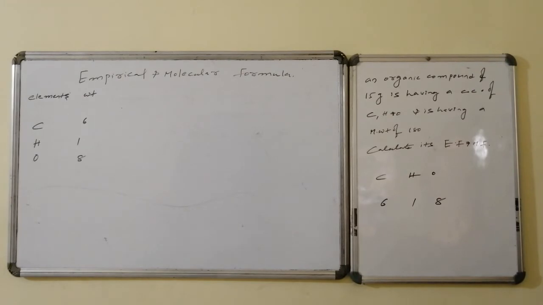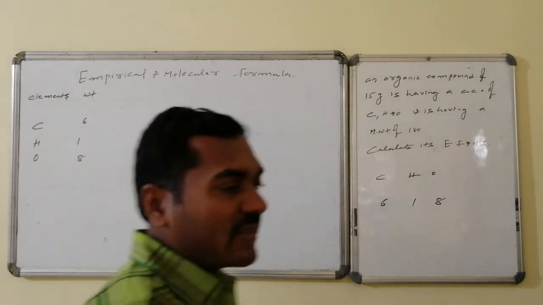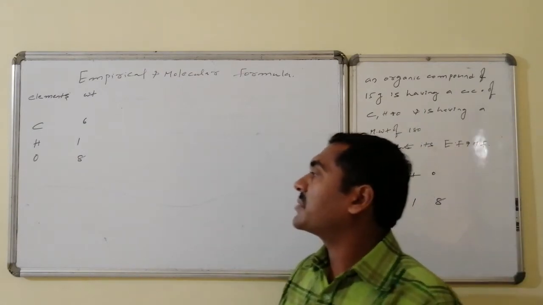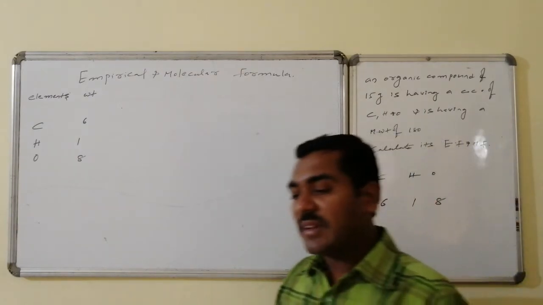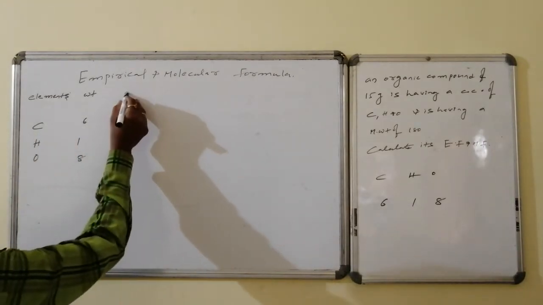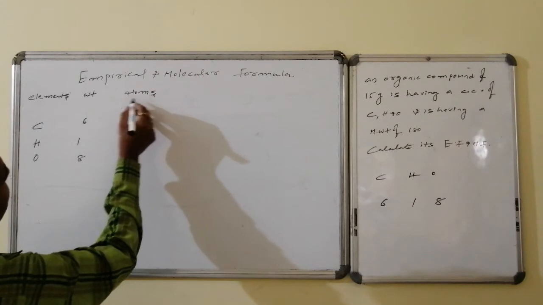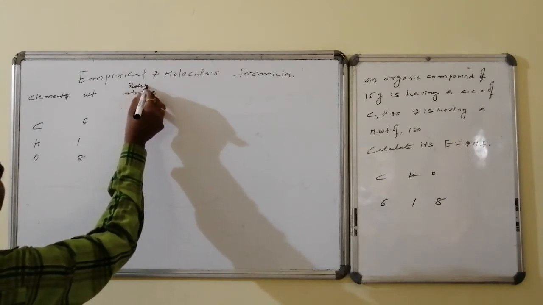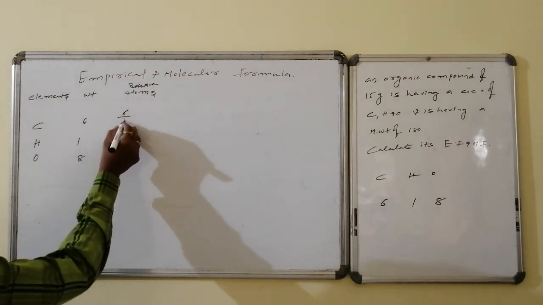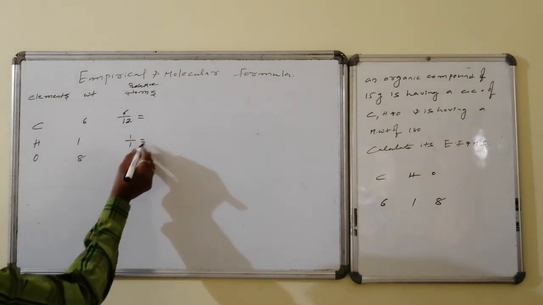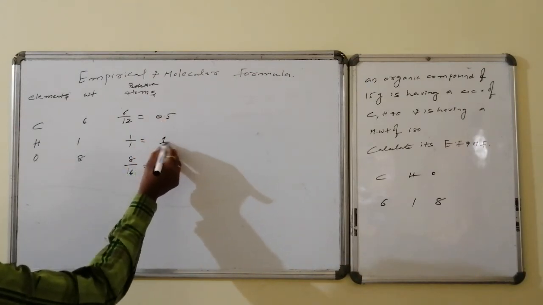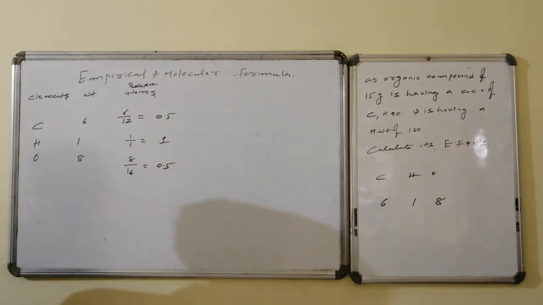Here the given information is in the form of a table. The elements are carbon, hydrogen, oxygen, and the corresponding weights are 6 grams, 1 gram, 8 grams, total of 15 grams. And the relative atoms: weight divided by atomic weight, that is 6 by 12, this is 1 by 1 and this is 8 by 16, which becomes equal to 0.5, 1, and this is also 0.5.